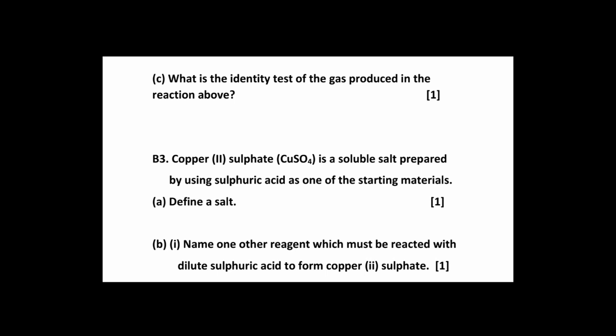What is the identity test of gas produced in the reaction above? My dear learners, we had a gas which was carbon dioxide. How do we test that indeed from this chemical equation the gas which is being given out is carbon dioxide? Carbon dioxide is the only gas which is able to turn lime water milky. So when we bubble this gas into lime water, it will cause the color of lime water to change from colorless to milky.